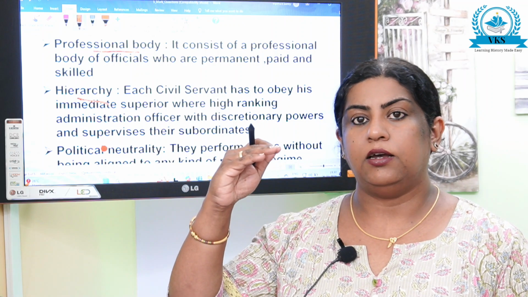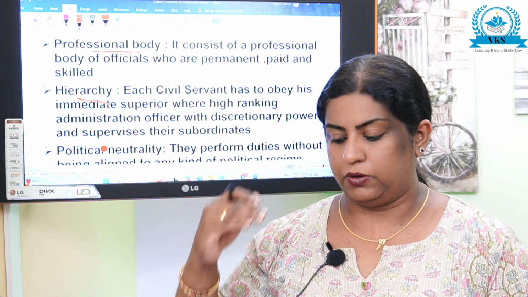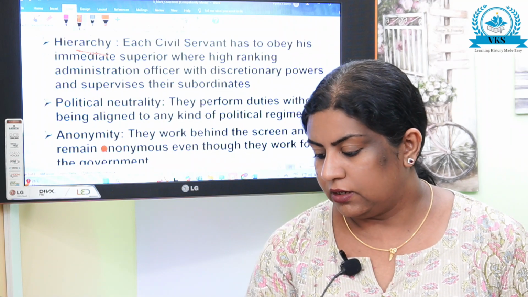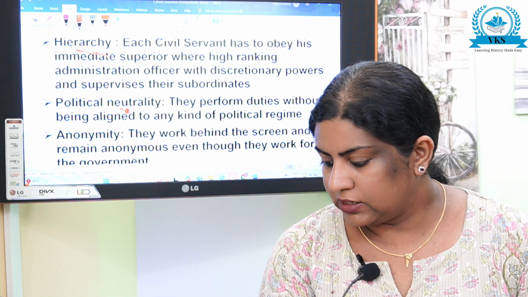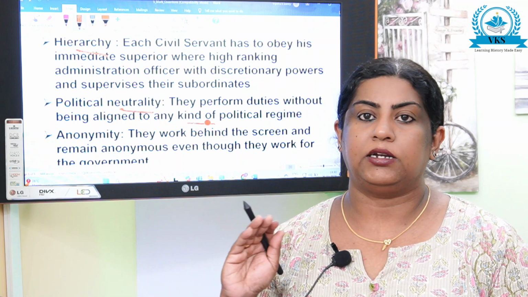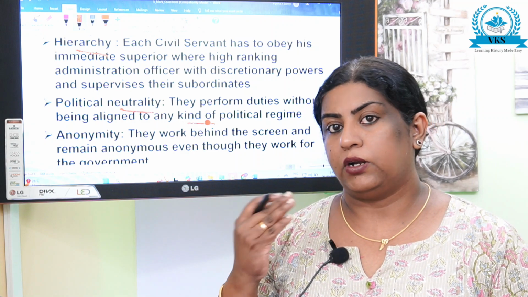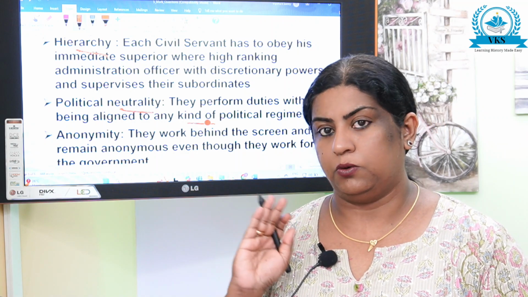The higher officer will have the power to supervise their subordinates. So, that hierarchy will be followed. Next one, political neutrality. That is, civil servants perform their duties without being aligned to any kind of political regime. They don't support any political parties. They have to be neutral.